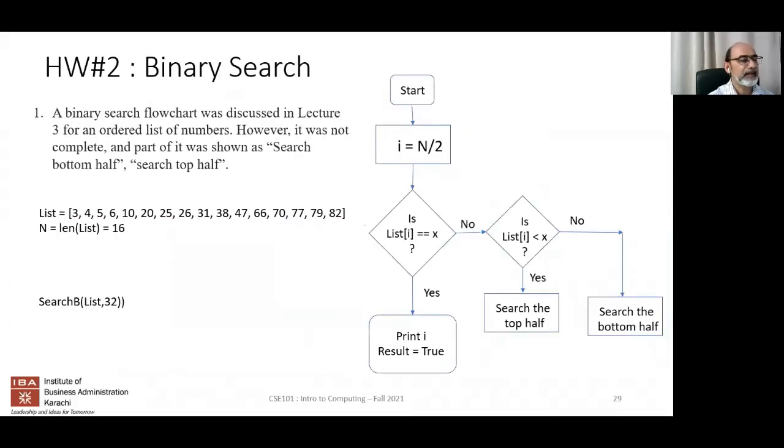Earlier we had said, can you do a binary flow chart where searching the top half and searching the bottom half were left as blocks. And whenever you have something like this, search the top half and search the bottom half, you can almost see that this is like a recursive function, because this was searching the entire list, and now you want to search a subset of that list and repeat the whole thing again. So it tells you that it should be a recursive function.